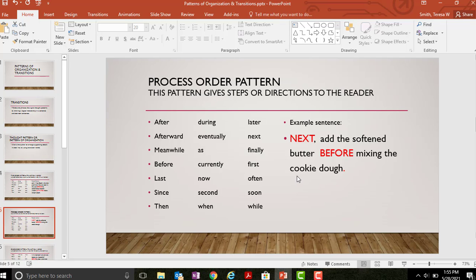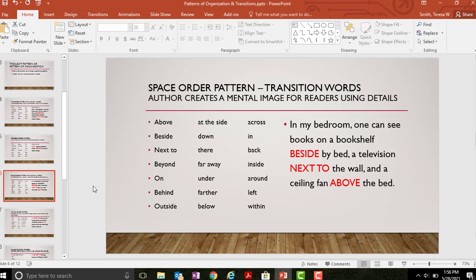An example sentence using these words for process order is: next, add the softened butter before mixing the cookie dough. So you can see there are steps of how to make cookies in this example.